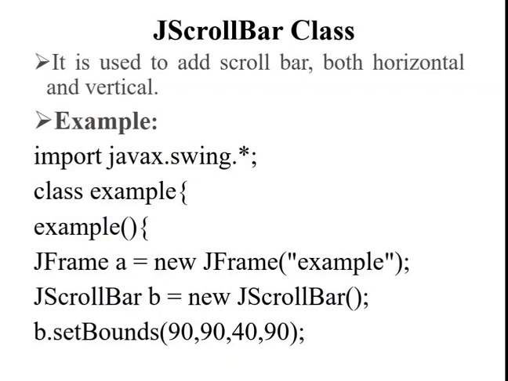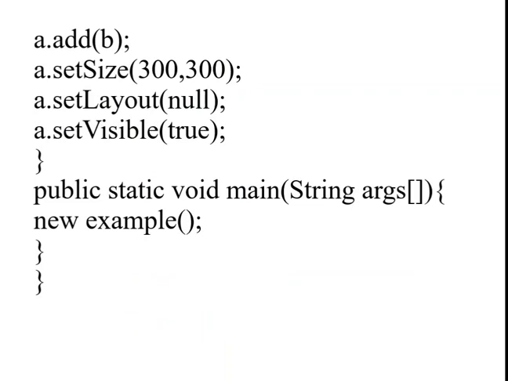b dot setBounds, that is, we are setting the bounds 60, 50, 80, 40. p dot add b, a dot add p, that is, we are adding the button to the panel and the panel to the frame. a dot setSize 400, 400, that is, we are setting the frame size. a dot setLayout null, a dot setVisible true, curly bracket complete, public static void main String args. This is the constructor that is used to represent the JPanel class. Curly bracket, new example, curly bracket complete.